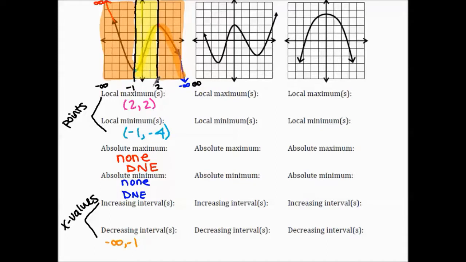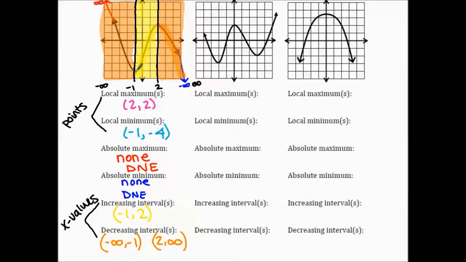Then between -1 and 2, the graph is increasing. And then again between 2 and infinity, it is decreasing again. When you are writing increasing and decreasing intervals, you are always going to use parentheses. And this is interval notation. These are not ordered pairs, so don't get confused with that. But you always use parentheses because at this point, this minimum, the graph is not increasing or decreasing.